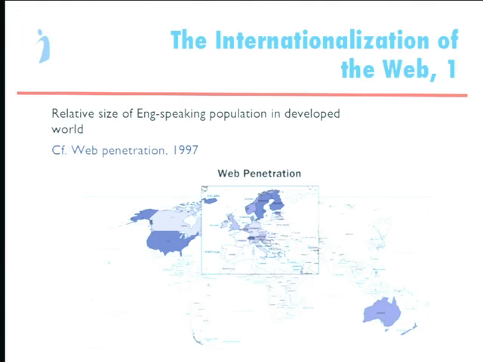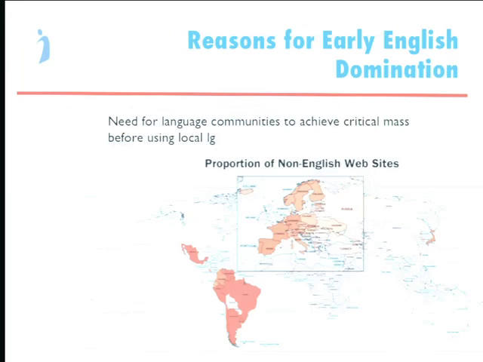This was a map, sorry, this is a map that we did of just the web penetration. The darker blue it is, the greater the penetration, the more machines there were, the more accounts, the more users of the web. This was an indication of where the web was used. The redder it is, the greater the proportion of sites that are in languages other than English.